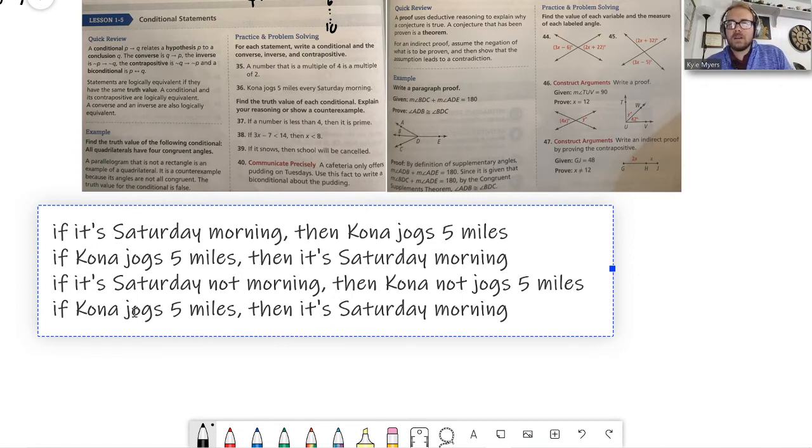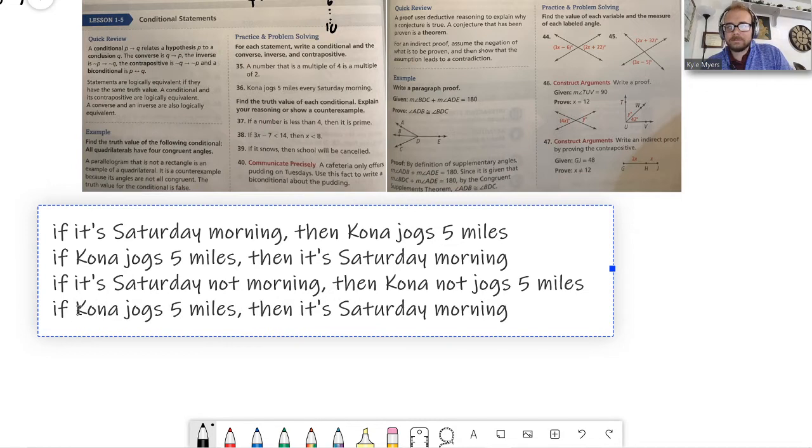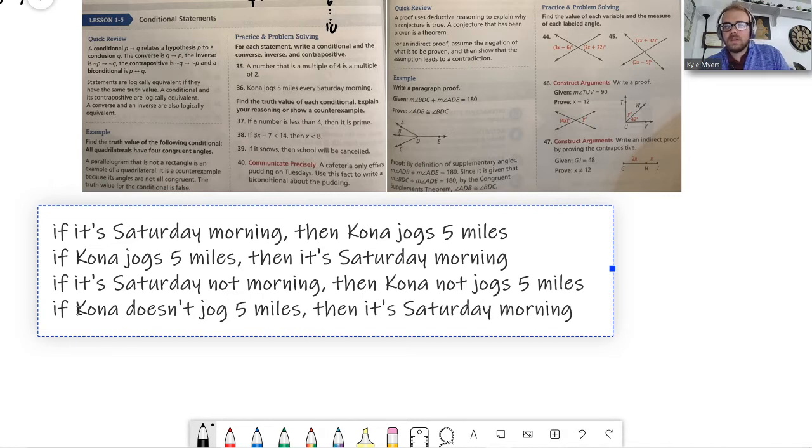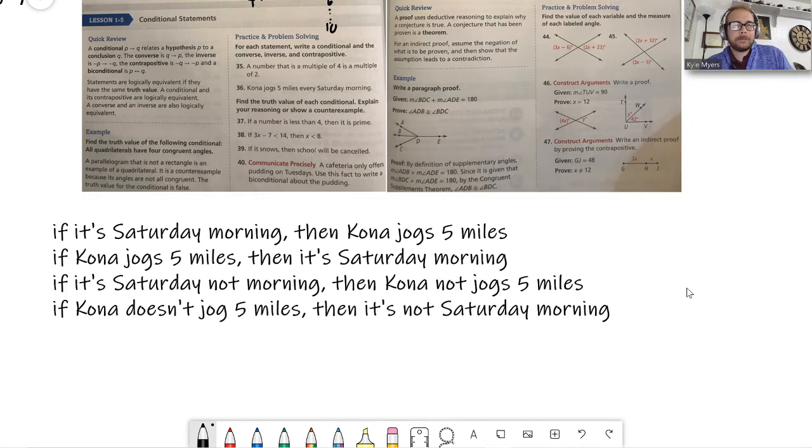If Kona jogs 5 miles. So remember, I just copied and pasted the converse statement, and then I'm going to put nots in it. If Kona, I'll write this one grammatically correct just for you, doesn't, oh, I meant to put the if here. If Kona doesn't jog 5 miles, then it's not Saturday morning. There's the contrapositive. And there you go, there's the answer to 36. All right, sorry that took a little bit longer.